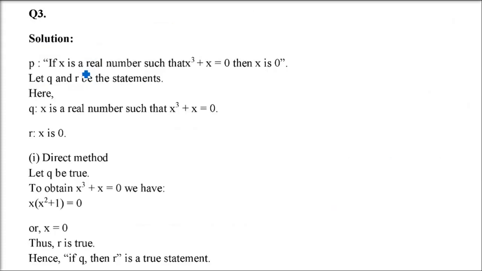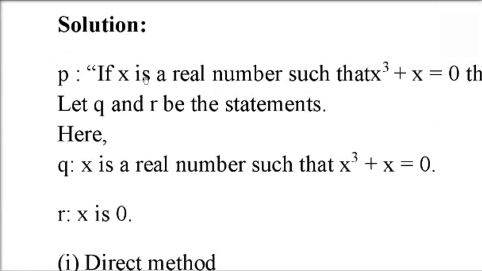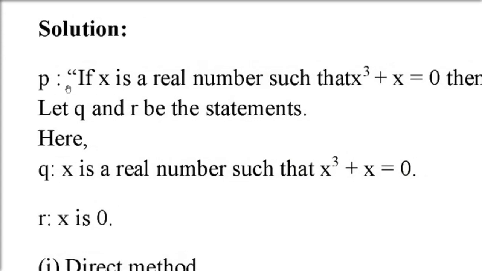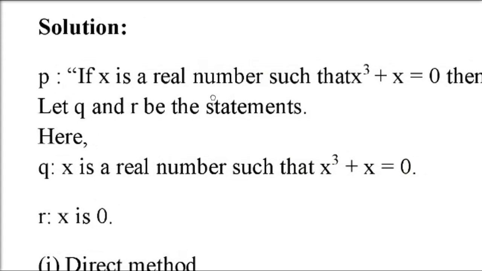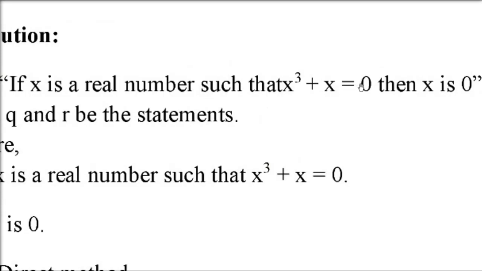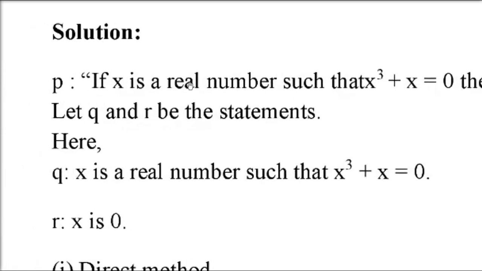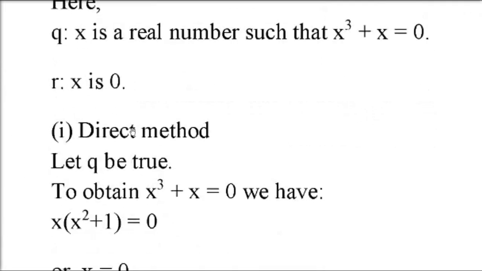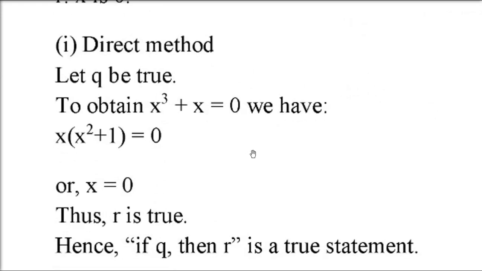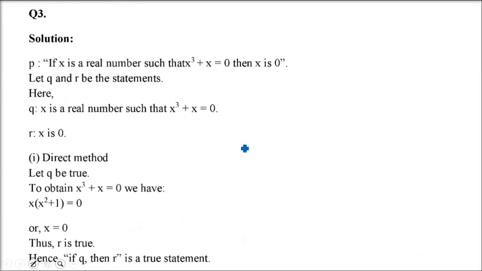Okay, now question number 3. Show that the statement P: if x is a real number such that x cube plus x equals 0, then x is 0. The question says you have to do it by 3 methods: direct method, contrapositive and contradiction. We'll see that the direct method and contradiction are almost the same in how to prove it.